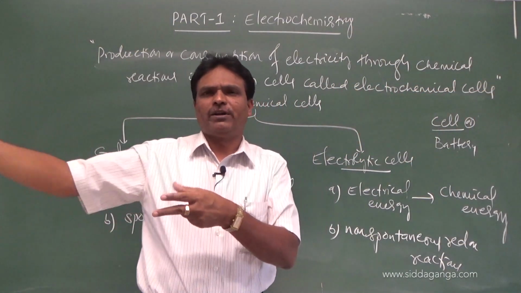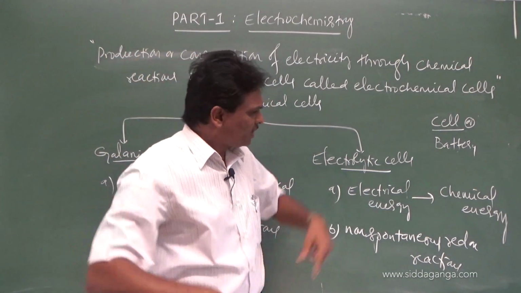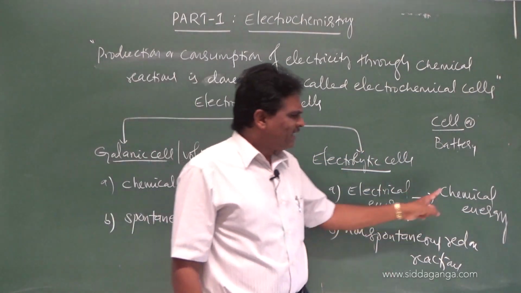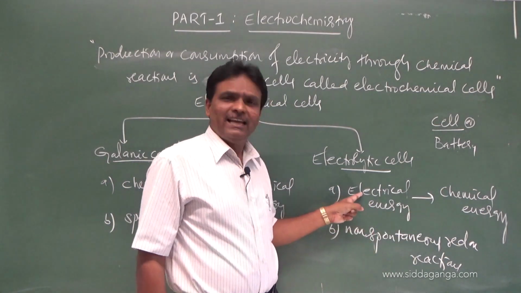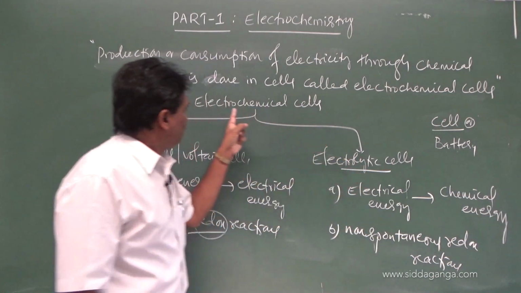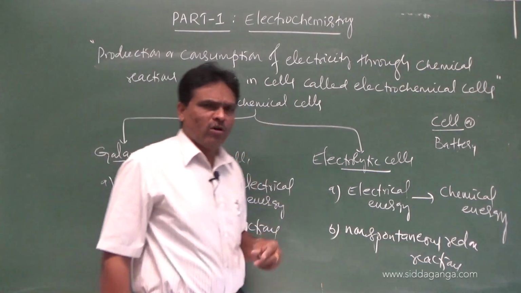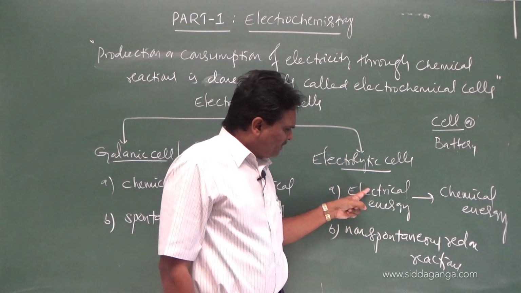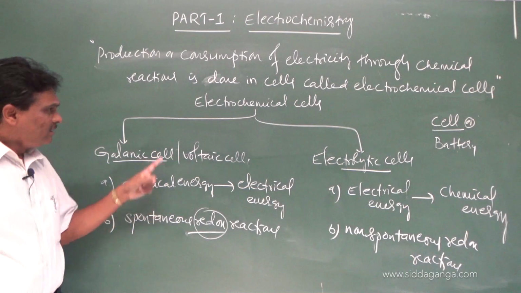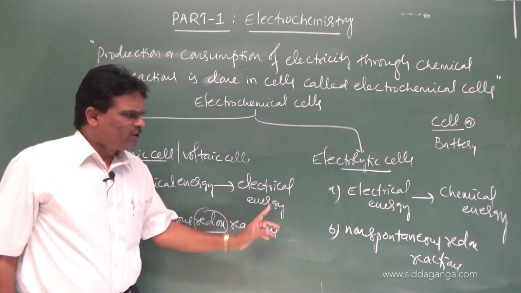Sodium metal and chlorine are chemical compounds, chemical energy. Here, only when you supply electrical energy do you get chemical energy. The device which can be used to supply chemical energy by utilizing electrical energy, the electrolytic cell, is an electrochemical cell which involves the conversion of electrical energy into chemical energy. But in the case of galvanic cells, the electrochemical cell is one in which chemical energy is converted into electrical energy.